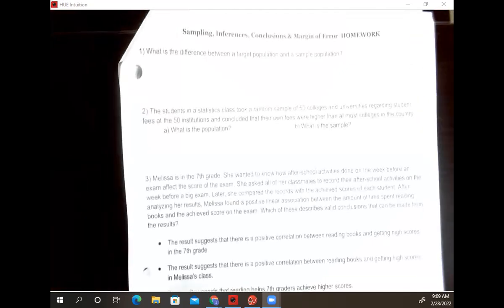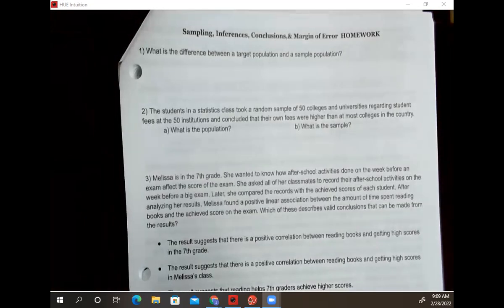So on page 9, we're going to start with number 1. Number 1 says, what's the difference? This is some vocab here. What's the difference between a target population and a sample population? Flip back in your notes if you need to. These were 2 terms that we defined last time. Target population versus sample population. What am I looking at there?